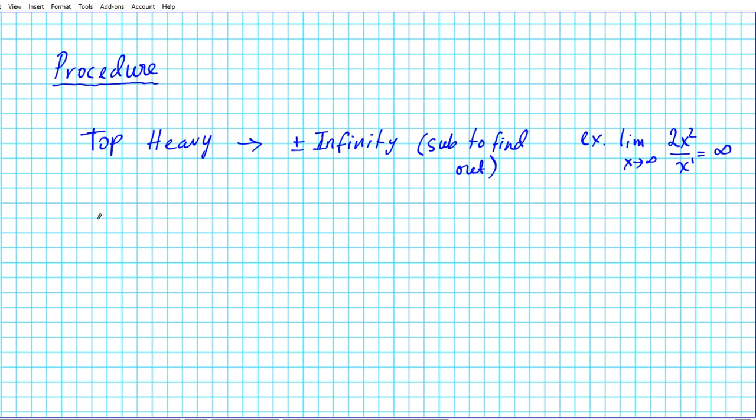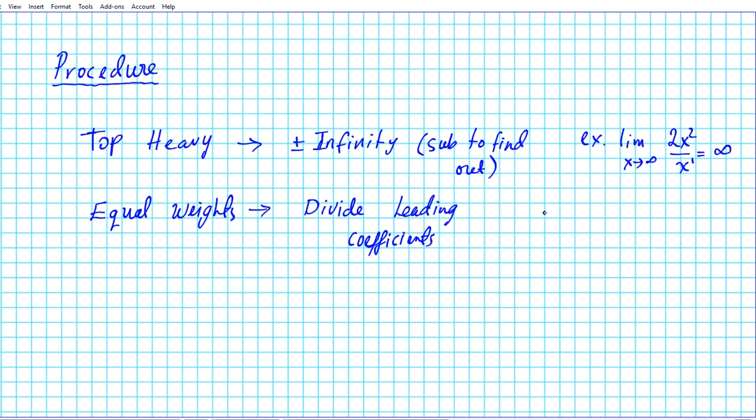How about if the degrees of the numerator and the denominator are the same? We're going to call that equal weights. For that, your answer will be determined by simply dividing the leading coefficients. You can divide leading coefficients or divide leading terms; you will still end up with the same answer. So divide leading coefficients.